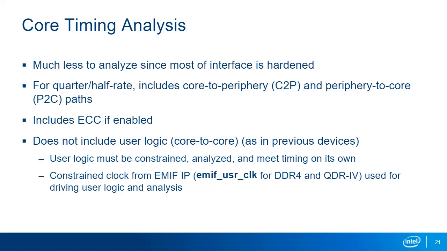The user logic that issues read or write commands to the controller, such as your own custom logic or one of the traffic generator blocks, is never included in an EMIF core timing analysis. This logic, as always, needs to be constrained and analyzed on its own. Again, it is recommended that the constrained output clock from the CPA in the hardened interface, EMIF user clock, be used as the main clock for the user logic.